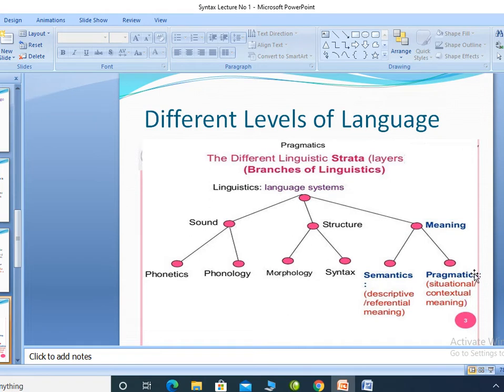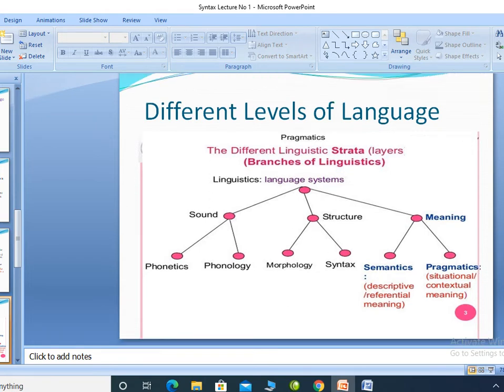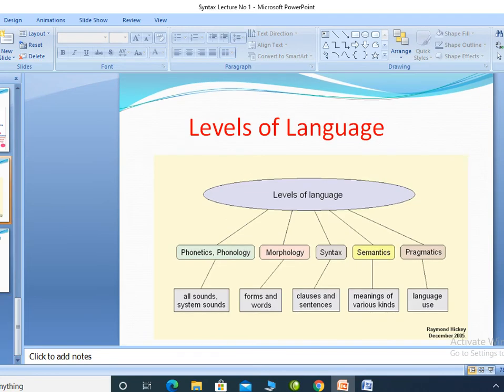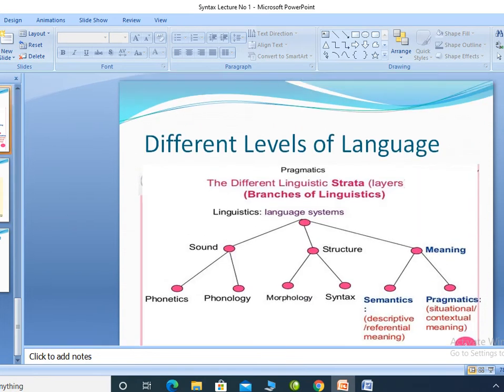And I have got another image for you, right? Here you see the levels of language arranged in a different way. Levels of language: phonetics and phonology denote the sounds and sound systems. Morphology, the forms of words, right? Syntax deals with clauses and sentences. Semantics, meanings of various kinds. And pragmatics, you see, is language in use. So these are the different levels of language.